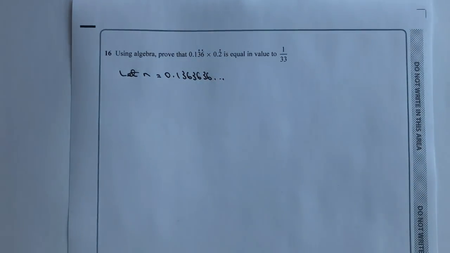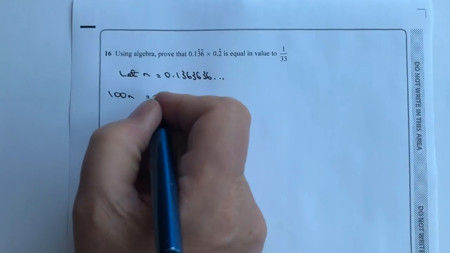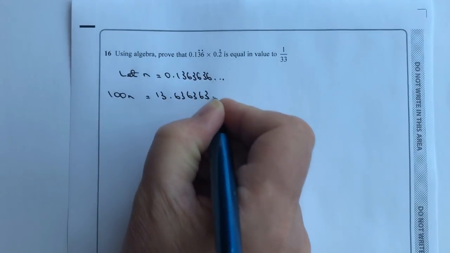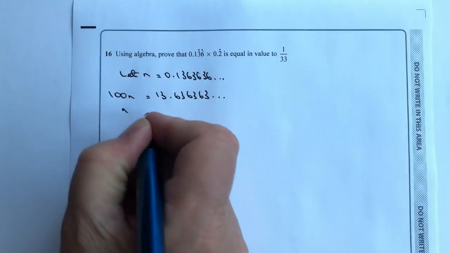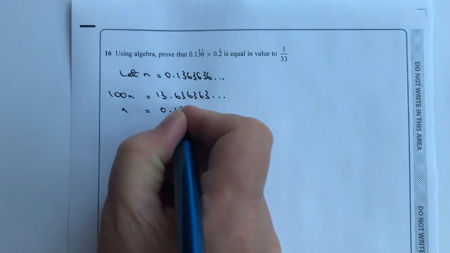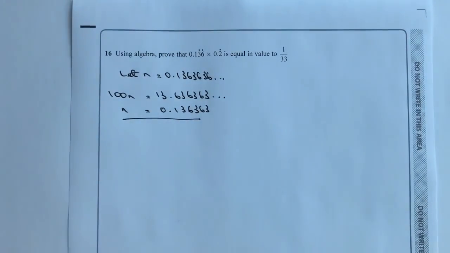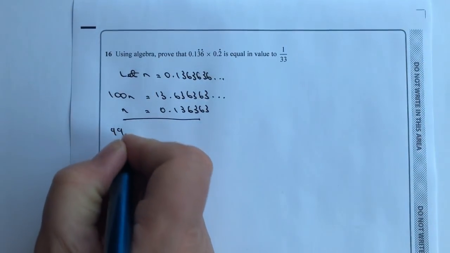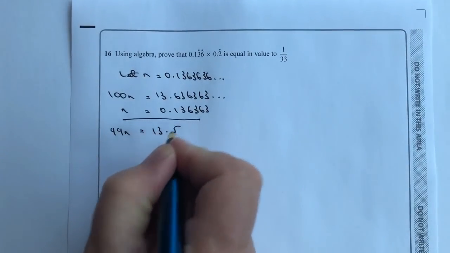0.1363636 recurring. Okay, now if that is the case, then I can also say that 100n equals, if I move the decimal point, 13.636363, okay, and that carries on. And then I can say, well, if I take n away from that, what I end up with is being able to get rid of all of the recurring element of this particular decimal. So if I take one away from the other, I end up with 99n, and that's 13.6 take away 0.1 is going to be 13.5.